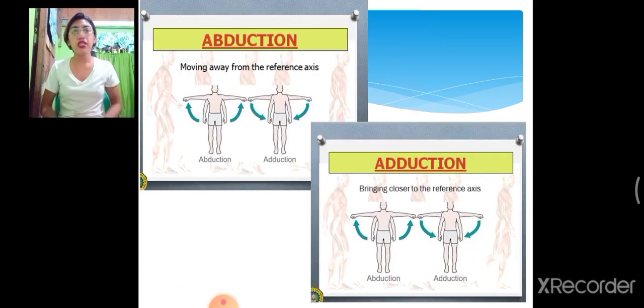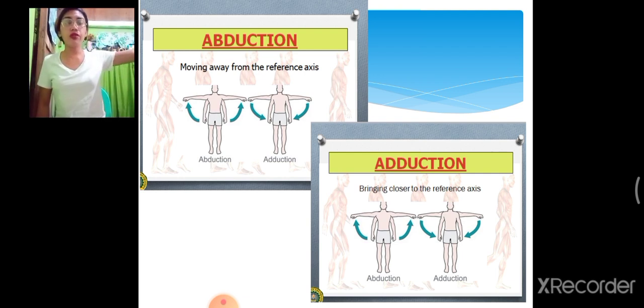There is also abduction and adduction. If you notice, our hand, like this, is moving away from the reference axis. So when we are dribbling the ball, we move our shoulder or hand away from the reference axis. Then adduction is the return, bringing it closer to the reference axis. When we bring it back to where it was, that is called adduction. So abduction and adduction will be used in dribbling.